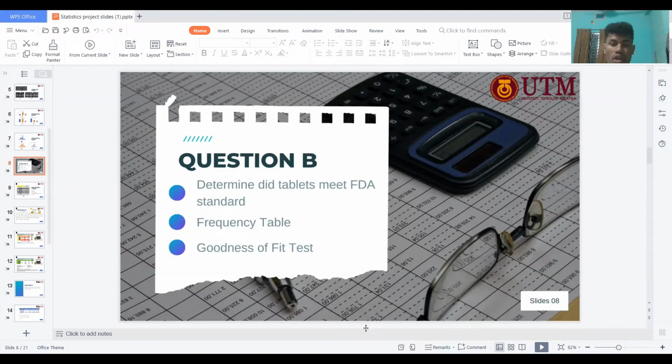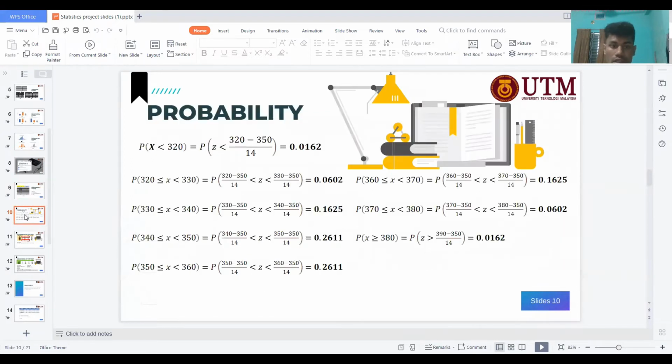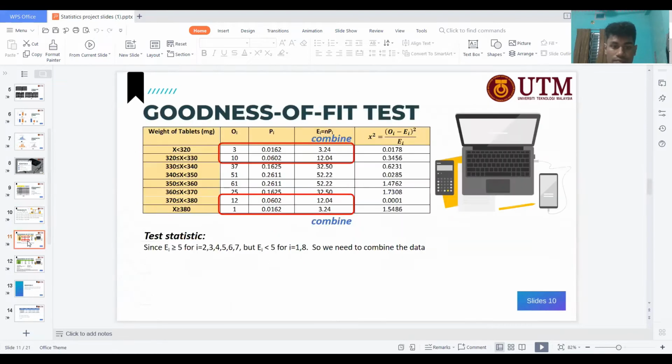My name is PRITOM. Now I will talk about question B. Question B is to determine whether the tablet meets the standard, using a frequency table and goodness of fit test. The hypothesis statement is H0: the weight follows a normal distribution, X ~ N(350, 14 squared). H1: the weight does not follow N(350, 14 squared). The significance level is 0.05. In this slide, we calculated the probability by using the normal distribution formula, which is z equals x minus mu divided by standard deviation.